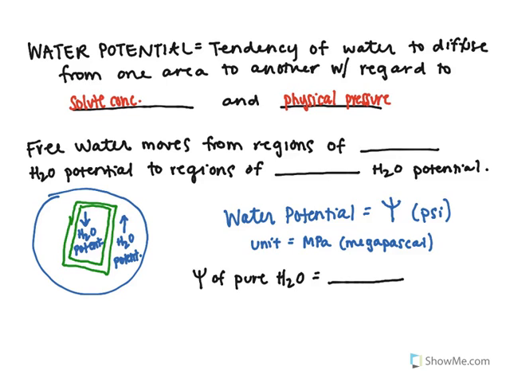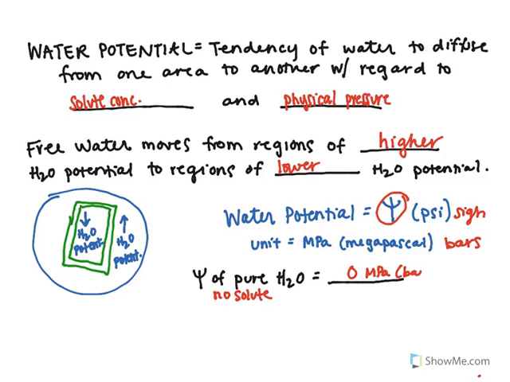So free water moves from regions of higher water potential to regions of lower water potential. And that's really important for you to remember. High water potential to low water potential. And when we're talking about the water potential equation, this symbol right here, psi, that means water potential. And the units we use for psi is either megapascals or you will see bars. We're talking about pure water when there's no solute. The water potential of pure water equals 0 megapascals or bars.